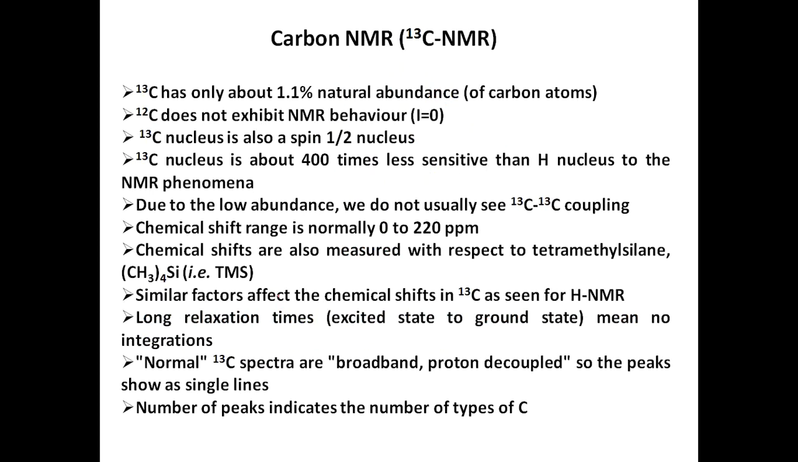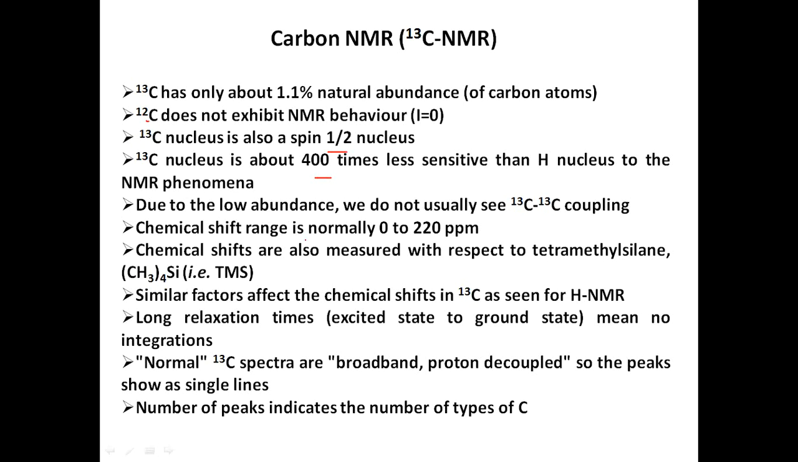Next we'll look into C13 NMR, where the nucleus is carbon-13, which has a spin of plus half. C12, the normal form of carbon, doesn't show any NMR activity, but the isotope C13, which has a natural abundance of only 1.1%, is NMR active. It is less sensitive, around 400 times less sensitive than the hydrogen nucleus due to its low abundance. It also shows no C-C spin-spin coupling like the coupling of hydrogen.